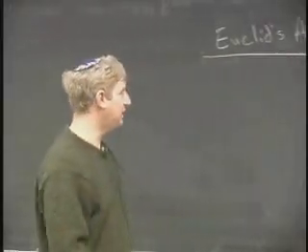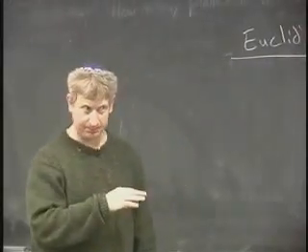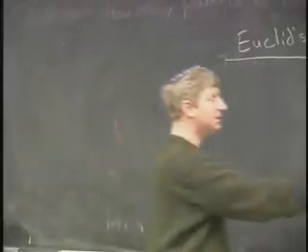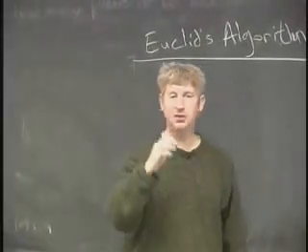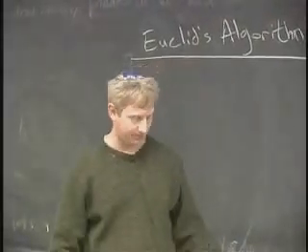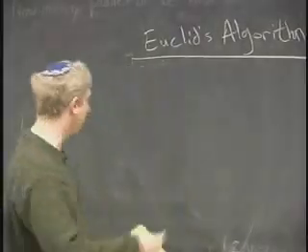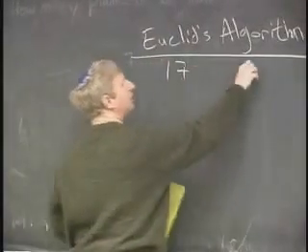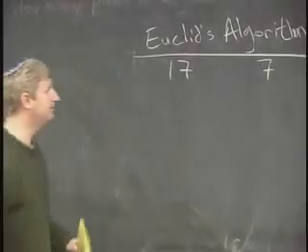So in order to convince you of this, I need to tell you what Euclid's algorithm really is, and then a way of using it to backtrack up and get these coefficients in front of the 7 and 17. So the best way for me to do this is to show you an example with 7 and 17.